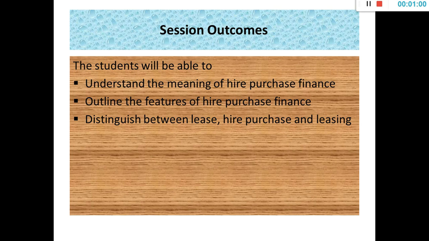We move further. Session outcomes. By the end of this particular session, you should be able to understand the meaning of hire purchase finance, outline the features of hire purchase finance, and distinguish between lease and hire purchase finance. Leasing is similar to hire purchase finance, and you should be able to differentiate them.